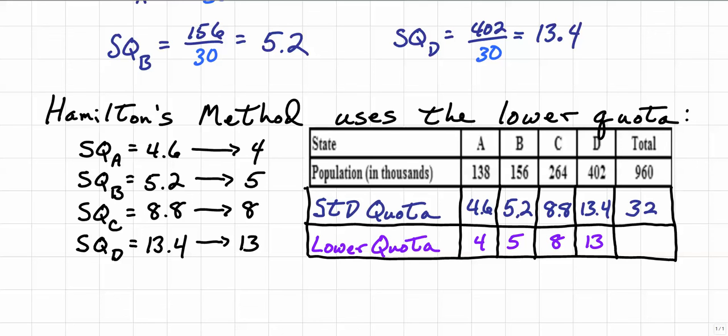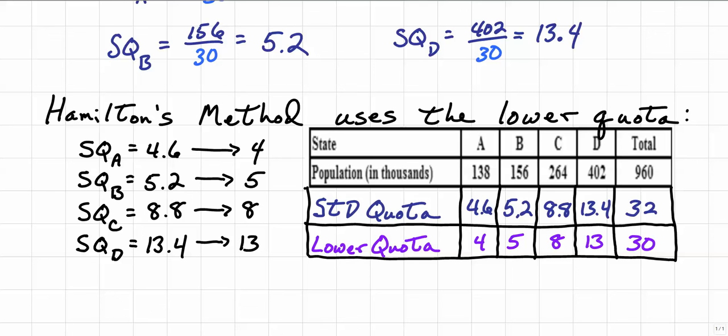Now, if you go ahead and sum the lower quotas, you'll see that we end up with a value of 30. And this is going to be 2 seats shy of what our allocation is according to the Constitution in association with the respective populations. So we need to go ahead and allocate those 2 remaining seats, and we're going to do that by using the decimal portion of each of the standard quotas.